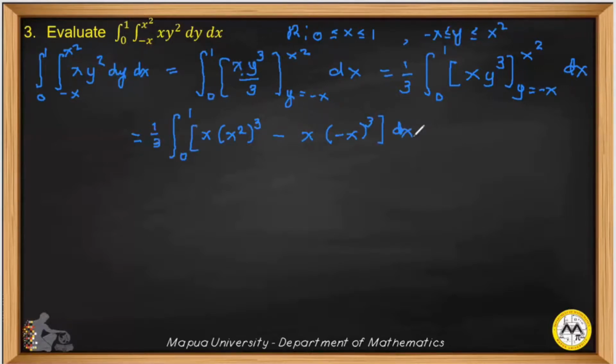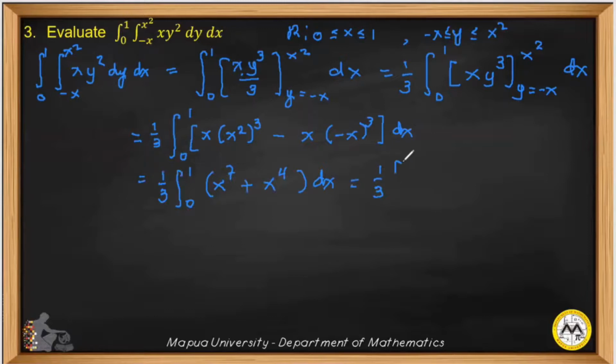dx. Hence, we have 1/3 integral from 0 to 1. The x squared raised to the third power is x to the 6 times x, which gives us x to the 7. Negative x raised to the third power is negative x cubed. Minus minus is plus, so plus x raised to the fourth power, dx. And we can now evaluate the integral in x.